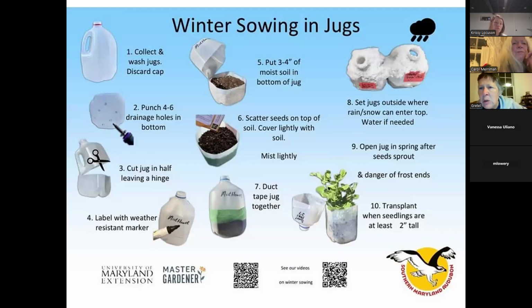If we get a really warm, dry winter, you may need to water, but mostly you won't have to. In spring, the seeds are gonna sprout. When you think it's safe, you unduct tape the thing and open it up, and you transplant when the seedlings are at least 2 inches tall. You're going to look odd because you're going to have all of these milk jugs scattered around your yard, but so what? It works. Water jugs work too.